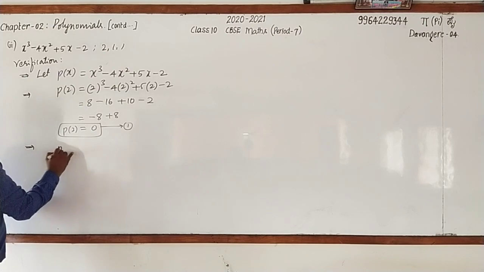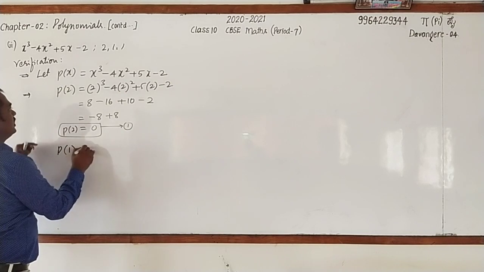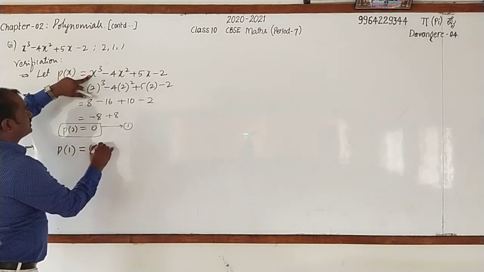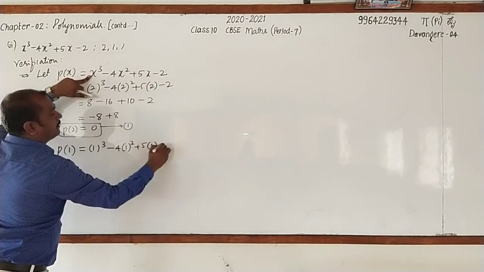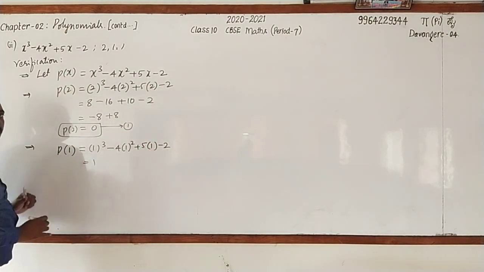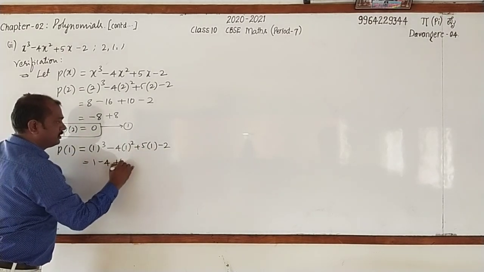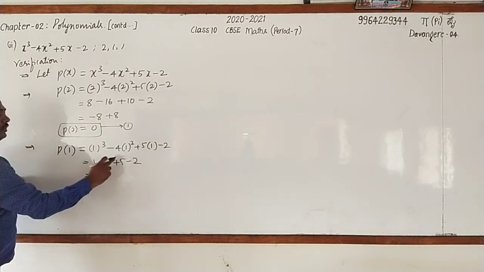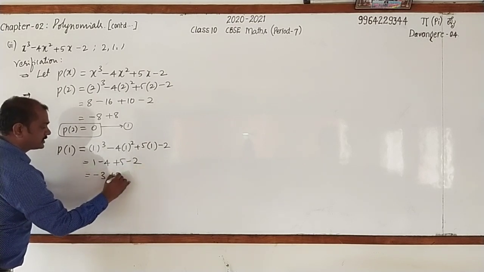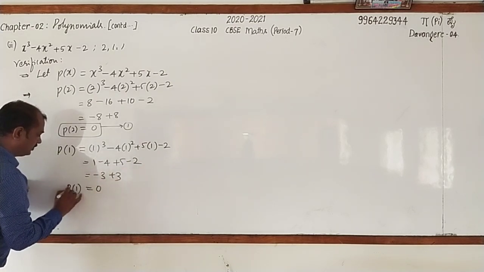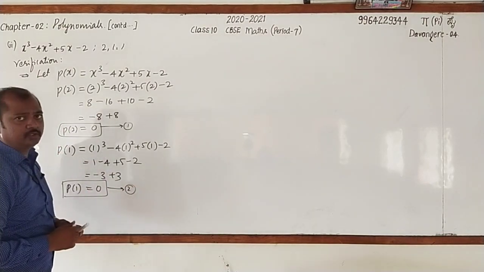Clear? Let's move on to another one. This time I am going to take P of 1. Here 1 is there, just one time only is enough. Substitute 1 in place of x. 1 cube minus 4 into 1 whole square plus 5 into 1 minus 2. It's equal to, what is 1 cube? 1. 1 square? 1. 1 into minus 4? Minus 4. 5 ones are 5, minus 2. It's equal to, what is 1 minus 4? Minus 3. 5 minus 2 plus 3, both get cancelled. P of 1 is also 0. You may call this as statement 2.